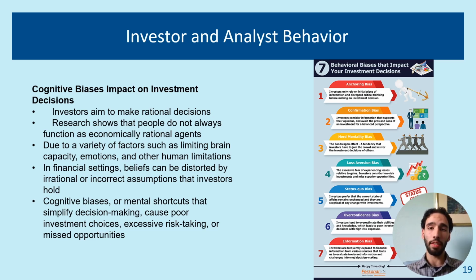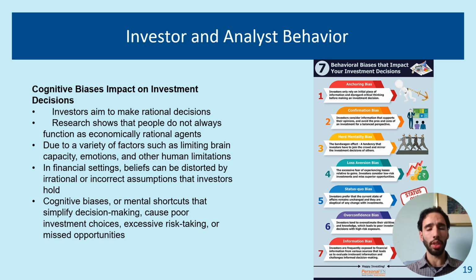While we like to think that financial decisions are made rationally, research shows that people are often acting irrationally due to psychological biases. Investors aim to make rational choices, but in reality, their decisions are often influenced by psychological and emotional factors rather than pure logic. And studies in behavioral finance have proven that people do not always function as economically rational agents, but instead they are affected by their own mental shortcuts.